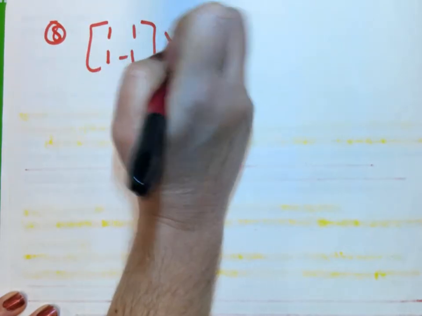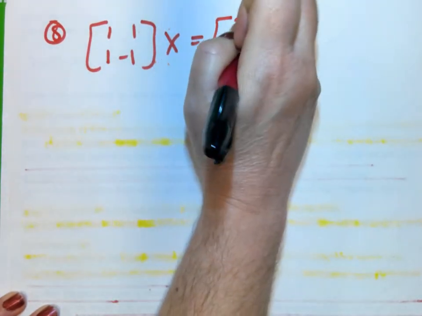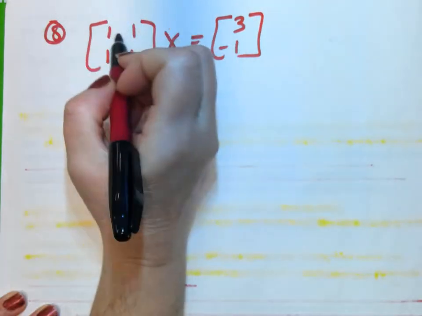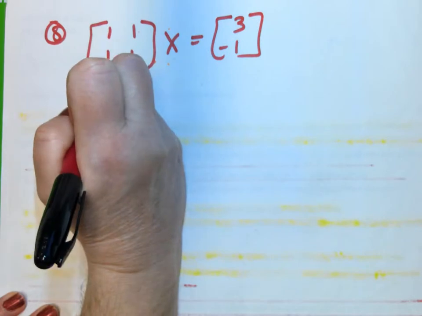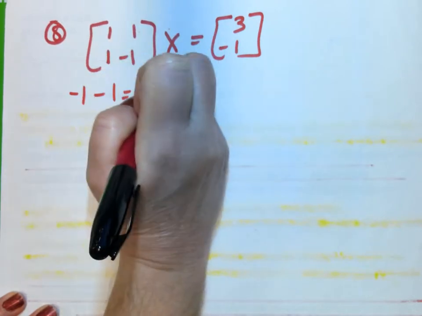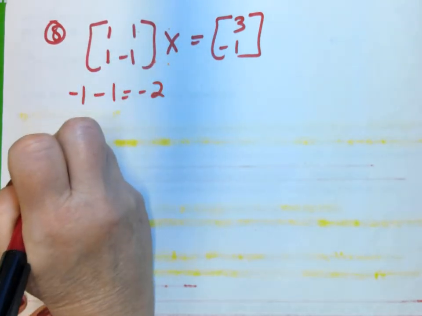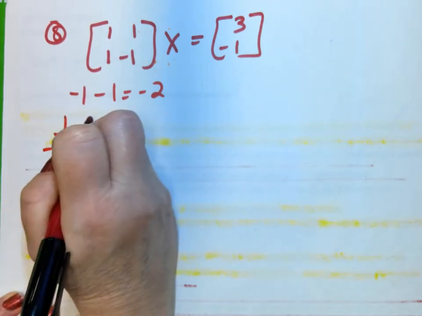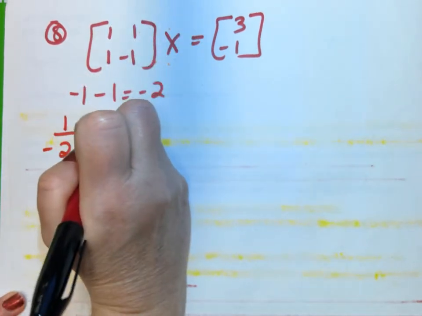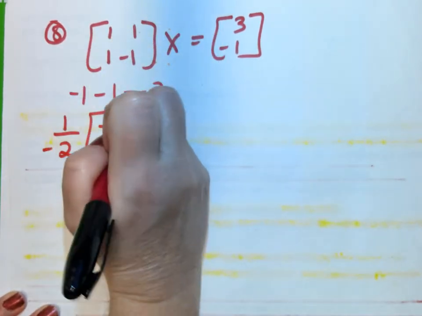Okay, I believe we're ready for number 8. Again, we're solving, so we have 1, 1, 1, negative 1 times some unknown matrix. 3, negative 1 is our solution. Again, we have to find the determinant, so negative 1 minus 1 is negative 2. So we're 1 over negative 2. Switch, change the signs.